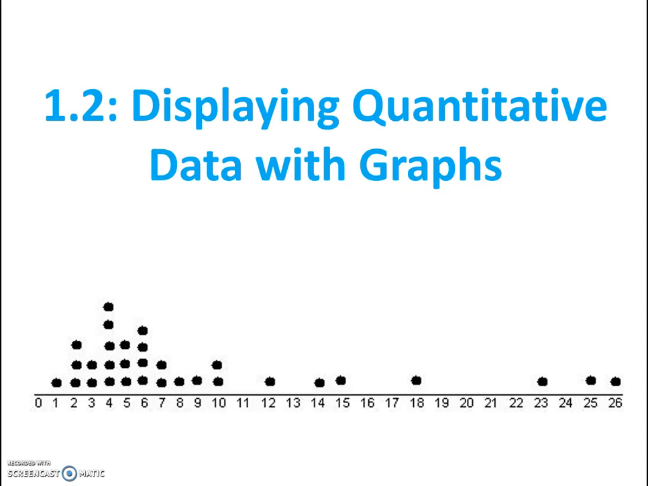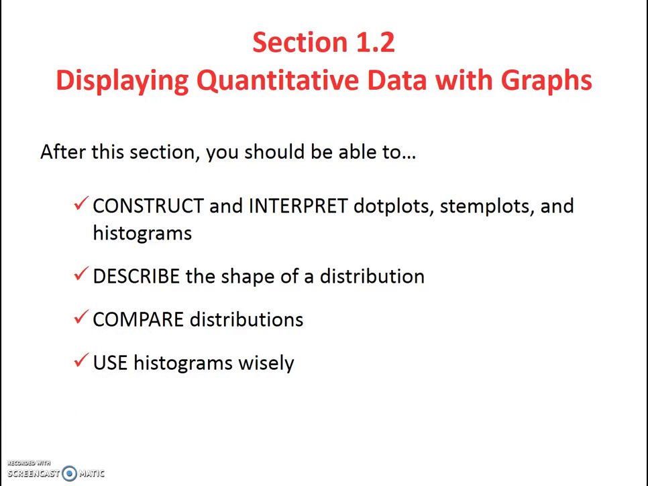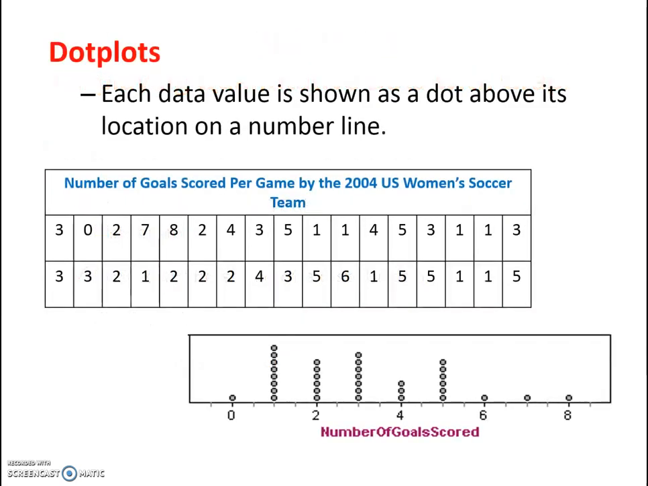Today we're dealing with quantitative data and the two main ways that we display that type of data. You should be somewhat familiar with it, but it's always good to have a refresher. So we're going to be working with dot plots, stem plots, which are also called stem and leaf plots, and then histograms will come in tomorrow's video. We're going to be talking about shapes of distributions, how do we compare them, and then again tomorrow we'll talk about using our histograms wisely.